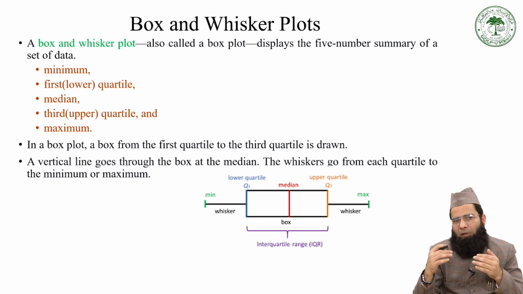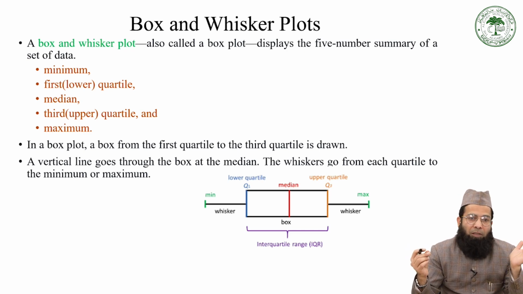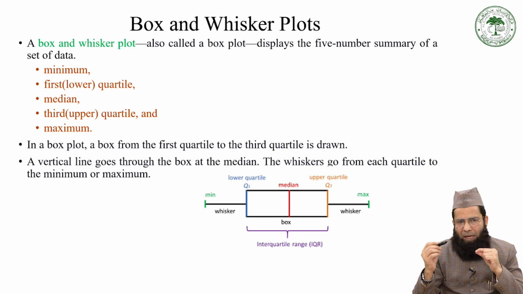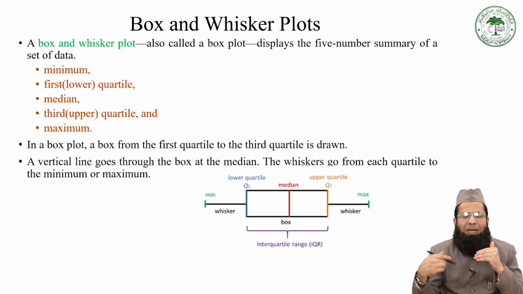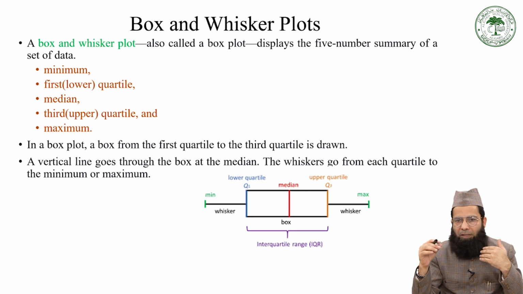Minimum, we also used to call it Q0 or the 0th percentile. It is the lowest data point in your data set, excluding any outlier. If there is an outlier, the outlier will be treated differently. Then we have maximum. Maximum is also called Q4 or the 100th percentile, the highest data value in your data set.